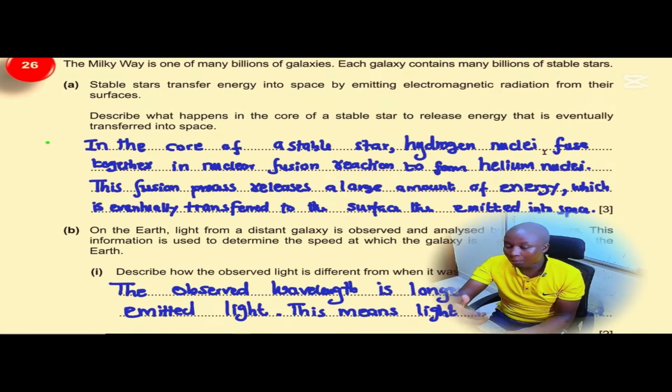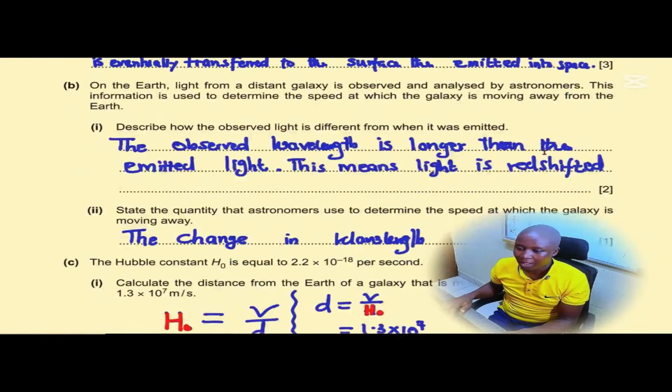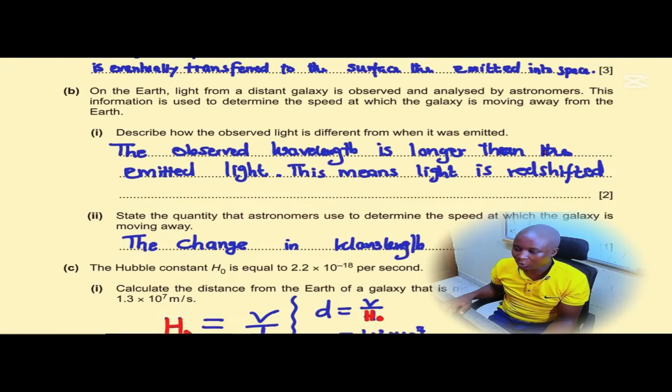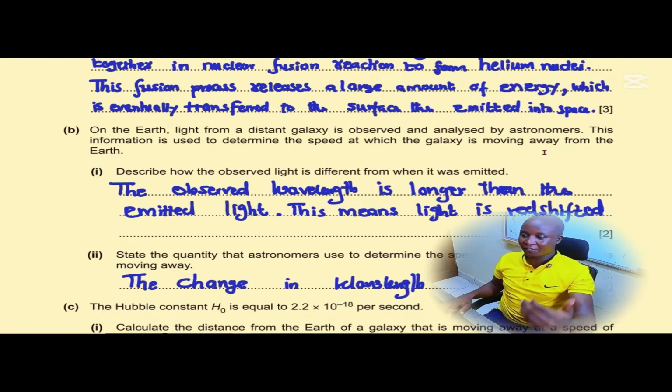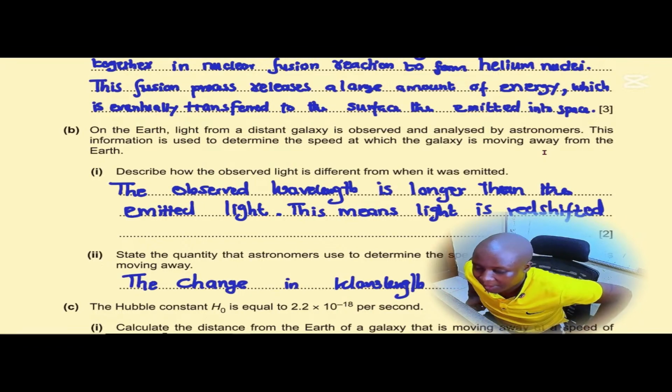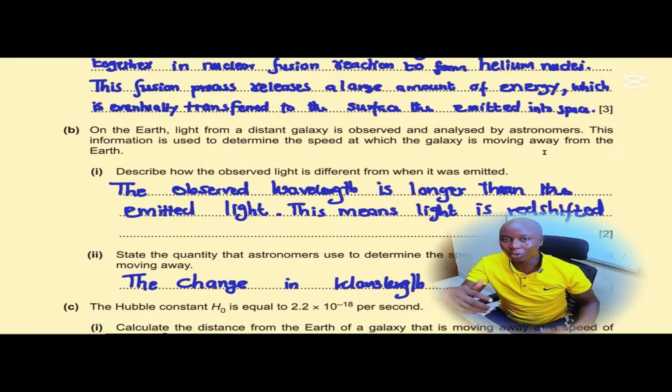So the fusion process is the one that results in the production of energy from stars. That's what you need to know. Also, describe how the light observed from the galaxy differs from the light that is emitted. Remember, the galaxy is moving away, so the observed wavelength is larger or longer than the emitted one because of the redshift. So you need to understand that also.